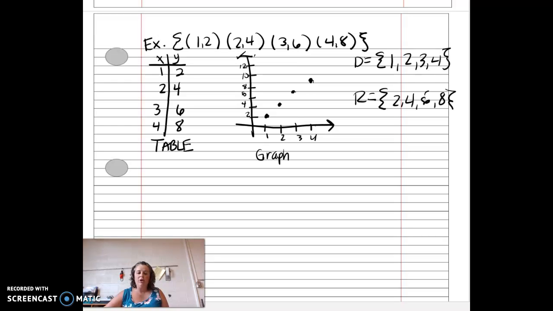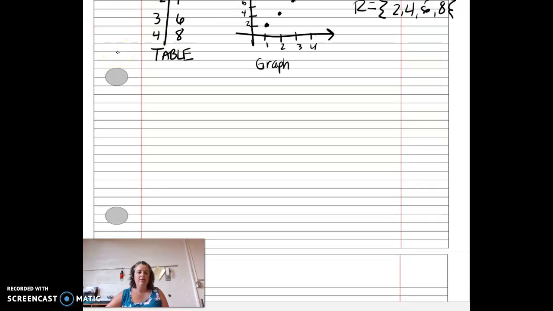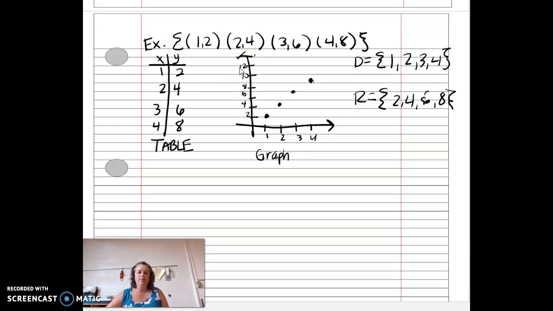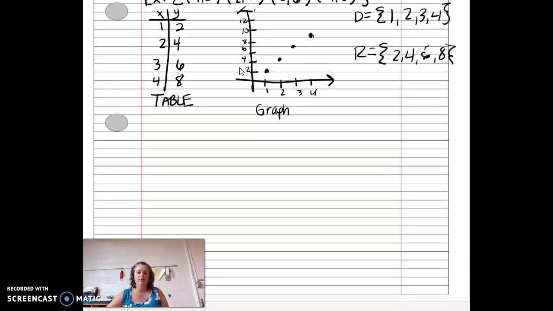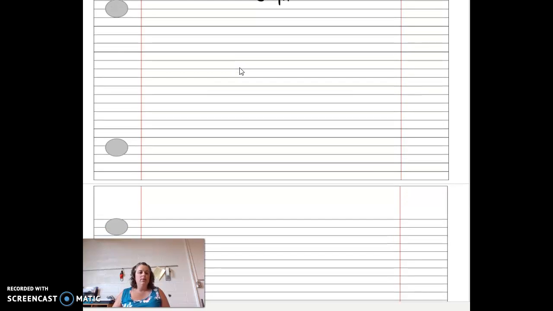All right, so we're on part 2 of relations and mappings. This is 1.6. We just finished up with the 3 representations of our relation: table, graph, and then the domain and range. So we're going to talk about mappings next.